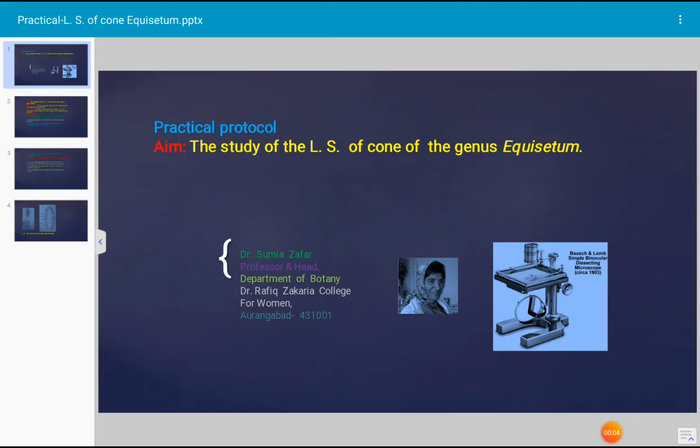Today's topic for discussion is a practical protocol of pteridophytes, and today's practical is the study of the longitudinal section of cone of the genus Equisetum. Equisetum is a pteridophytic plant. Let us see what we have to do in the practical.